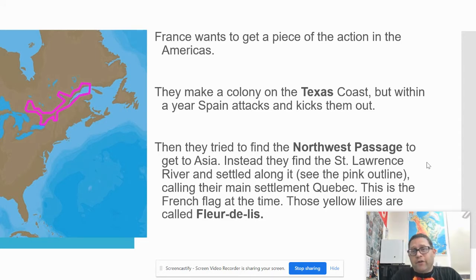They try to find something called the Northwest Passage to get to Asia, and instead they find the St. Lawrence River. So this St. Lawrence River, that's very important. That St. Lawrence River is right here. It's the river from Lake Erie out to the Atlantic Ocean. And they think that going up this river to these lakes is the way to get to the Pacific Ocean. So that's how they're trying to get there.